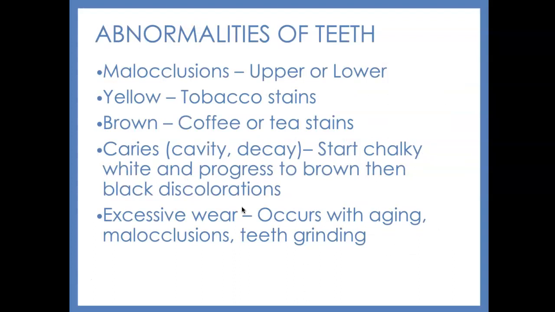Some of the abnormalities of your teeth: malocclusions, again, is when they don't grind together properly, when they overlap. Yellow, maybe tobacco stains. Sometimes it also says yellow or brown, but yellow could also be from coffee stains or tea stains. Caries, that's also called cavities or dental decay. Usually it starts with a chalky white, and then it progresses to brown and then that black discoloration where it looks like it's eating out the tooth. It generally is accompanied by a really foul smell.